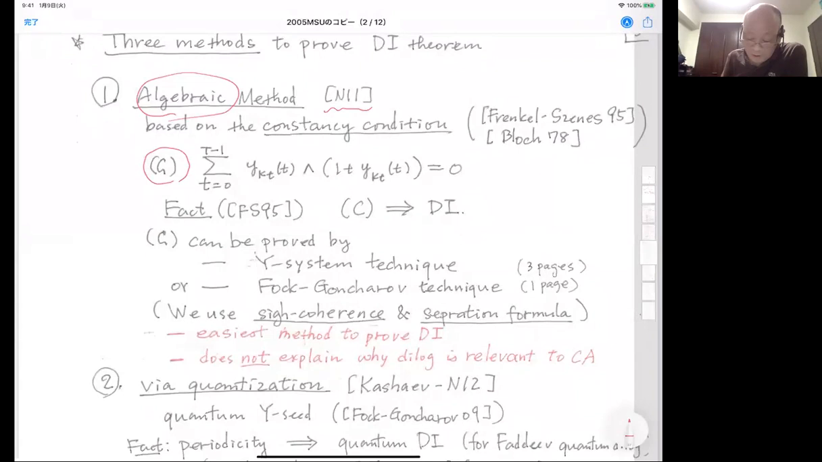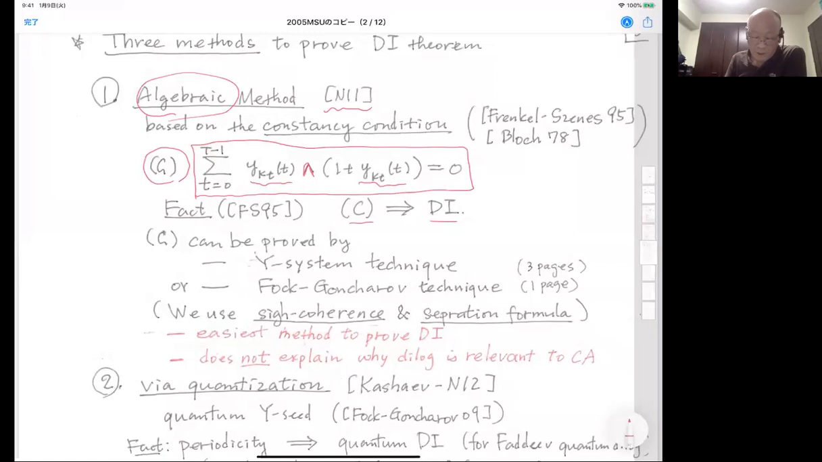But anyway, the statement is for... these y are the same y variable, and I don't explain in full detail, but we can define the wedge product of those things, and you consider such a system. This is one algebraic equation and relation, and Frenkel and Szenes proved that once you have such a relation, you get a dilogarithm identity, and the proof is very easy actually. You just take a derivation of the left hand side of the dilogarithm identity. And then that vanishes if this constancy condition is satisfied. So it's a very elementary calculation.